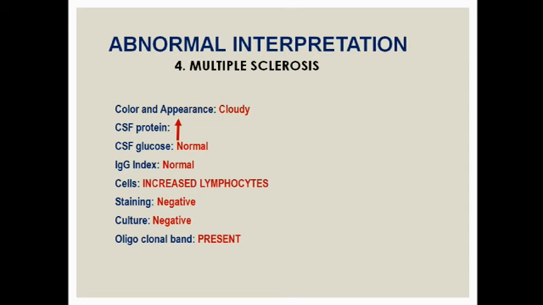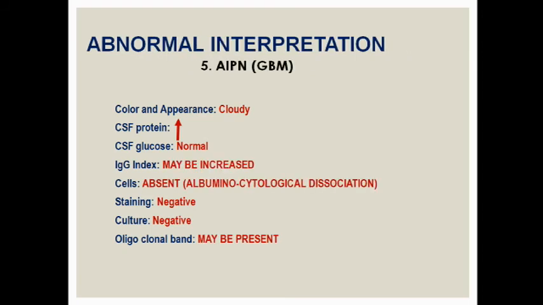Now the patient with demyelinating diseases like multiple sclerosis: since the CSF protein is raised, it appears cloudy. CSF glucose is going to be normal, IgG index is going to be normal, but in the cells there are increased lymphocytes in a patient with multiple sclerosis. Staining and culture are going to be negative, and the peculiar feature of multiple sclerosis is that abnormal proteins are going to be raised, which is going to give oligoclonal bands that are going to be present upon electrophoresis.